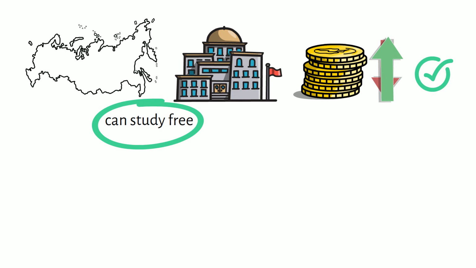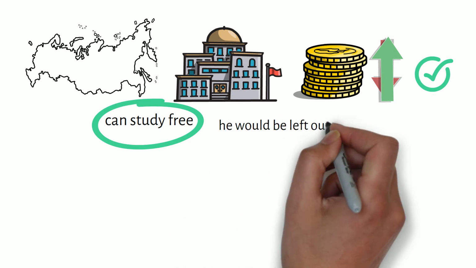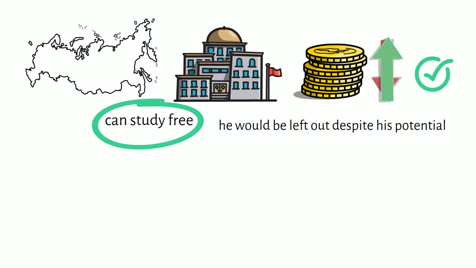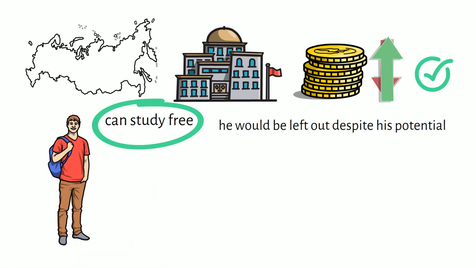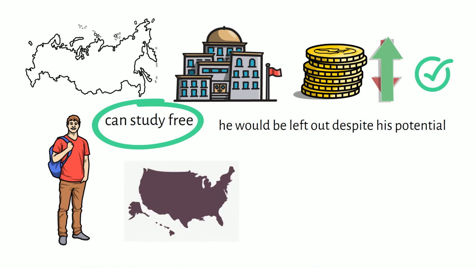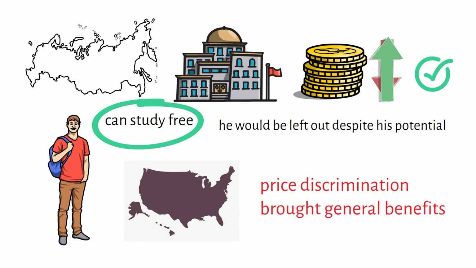If we look at the scenario from the opposite point of view, if that foreign or local student, it doesn't matter, because of low family income, were left out despite his potential. Thus, the loser will be both those students who cannot get an education due to their financial situation, and the society or the state that cannot take advantage of those potentials. We also saw from the example of this university that price discrimination brought general benefits.